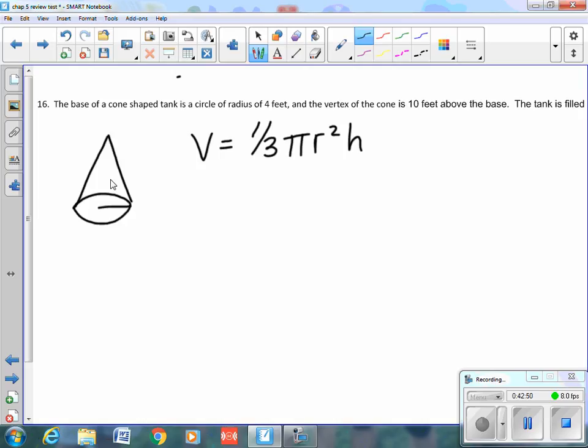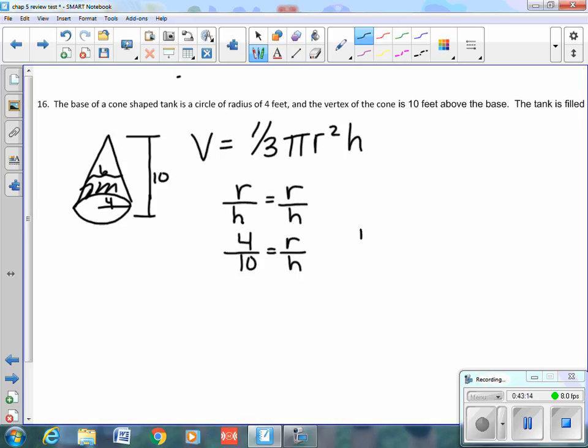And the height is 10, and the radius is 4, and it's filling up to 6. So again, you cannot find the derivative until you change it. So r is to h as r is to h. 4 is to 10 as r is to h. 4h is to 10r. So r is equal to 2/5 of an h.